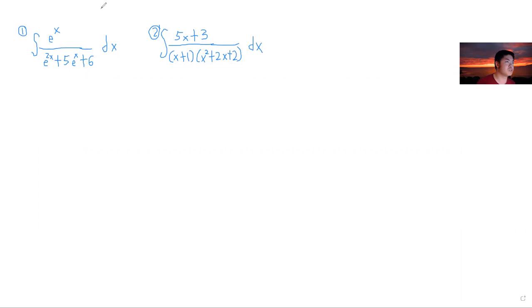So, we're going to be doing some calculus 2 today. We're going to be doing integration with partial fractions, and I'm going to show you what a typical question you might get on a homework or test and how you do it. So, the first one, the question is e to the power of x over e to the power of 2x plus 5e to the power of x plus 6 dx. And the second one is 5x plus 3 over x plus 1, x squared plus 2x plus 2 dx. So how do we solve this?